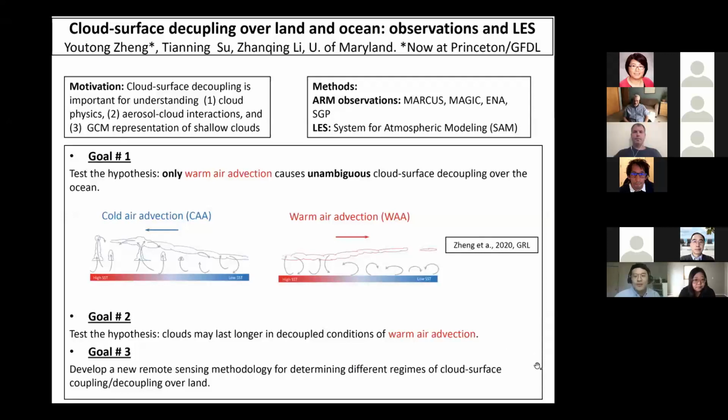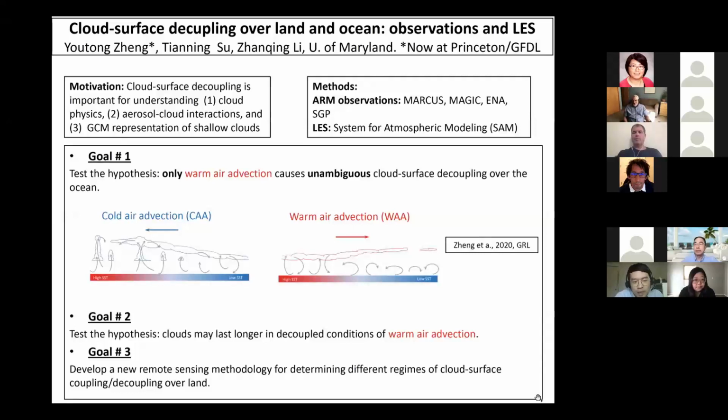Yeah. Thank you, Ian. So let's turn from coupling to decoupling. In this work, we explore the physics of cloud-surface decoupling using both ARM observations and large eddy simulations. Here we have 3 goals in total.